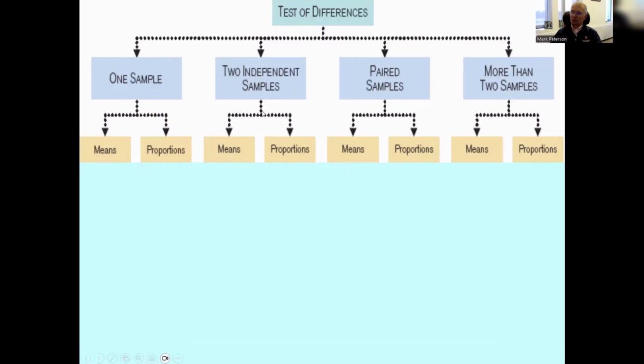Okay, then we have two independent samples t-tests. So we have two groups, two subgroups in your data. It might be males and females. You're comparing them on a dependent variable. It might be likelihood to purchase.